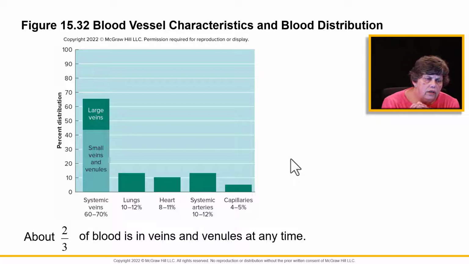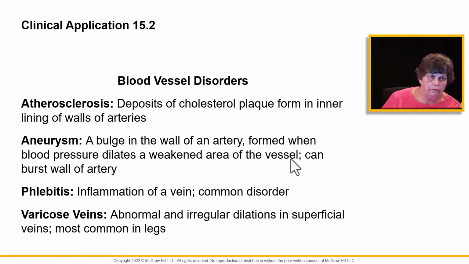So if you look at this distribution, you can see there's an awful lot of blood in the veins. About two-thirds of the blood is in the veins and the venules at any one time. It is a blood reservoir.